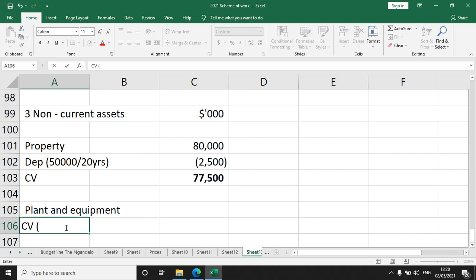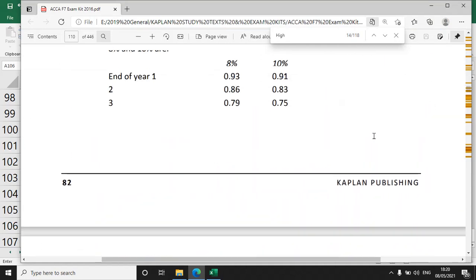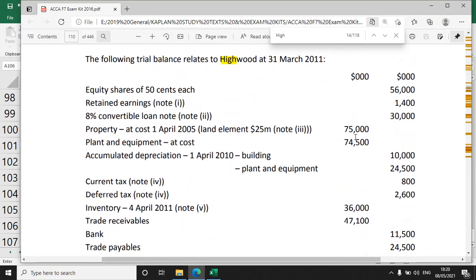So the CV of this plant at inception was, let's try to check. I want you to check the CV of the plant at inception. It was, maybe, I can go there for the sake of those who are going to be asking, where is the figure? Okay, this is the figure there, and then we have got our depreciation there.